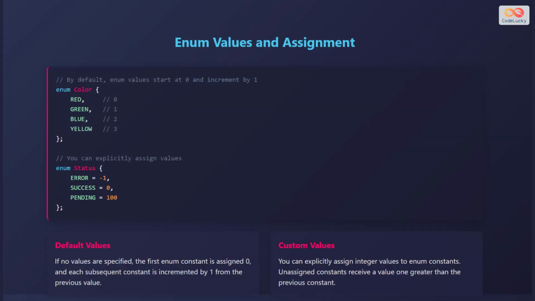By default, enum values start at 0 and increment by 1. So in the color enum, red is 0, green is 1, blue is 2, and yellow is 3. You can explicitly assign values to the enums. If no values are specified, the first enum constant is assigned 0, and each subsequent constant is incremented by 1 from the previous value. You can explicitly assign integer values to enum constants. Unassigned constants receive a value 1 greater than the previous constant.